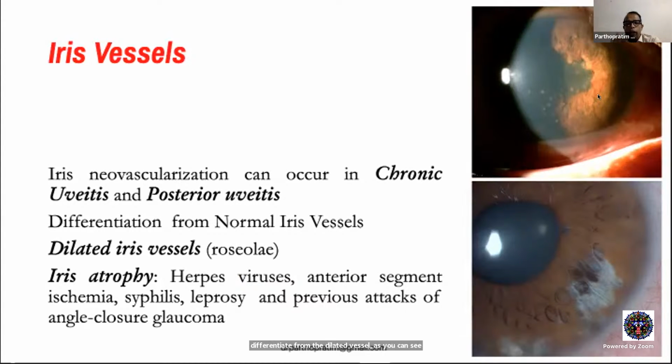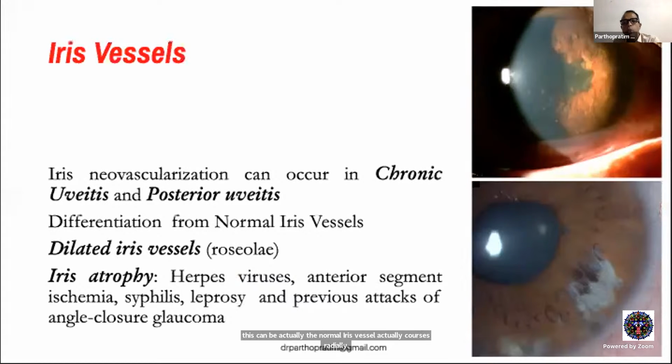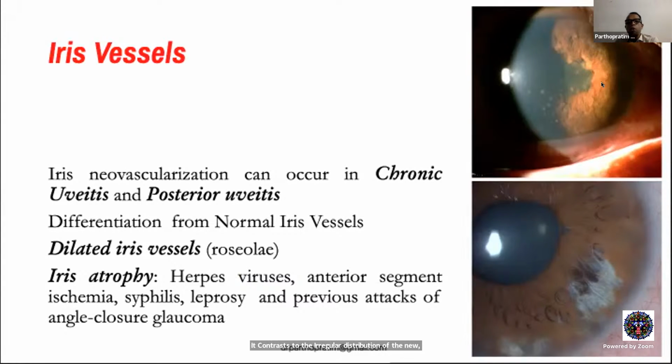Now, how do you differentiate it from a normal iris vessel, where the stroma or the anterior epithelium has undergone severe destruction following surgery, and you can see the normal iris vessel. The normal iris vessel courses radially, in contrast to the irregular distribution of the neovascular vessel. You can see here this vessel is not distributed radially. So this is how you can differentiate between new abnormal iris vessels and normal iris vessels.